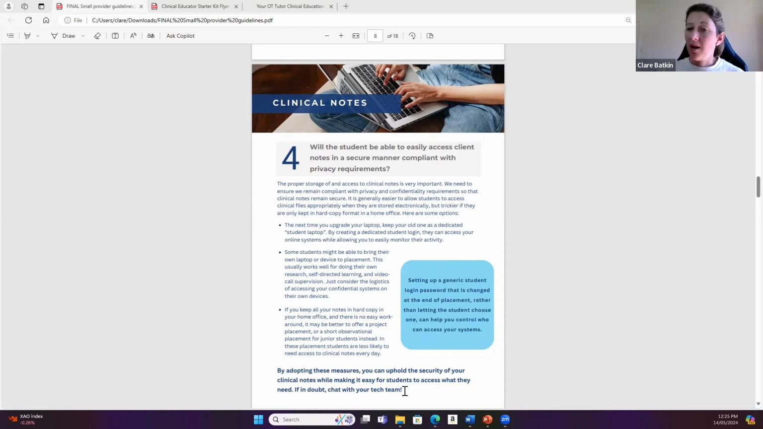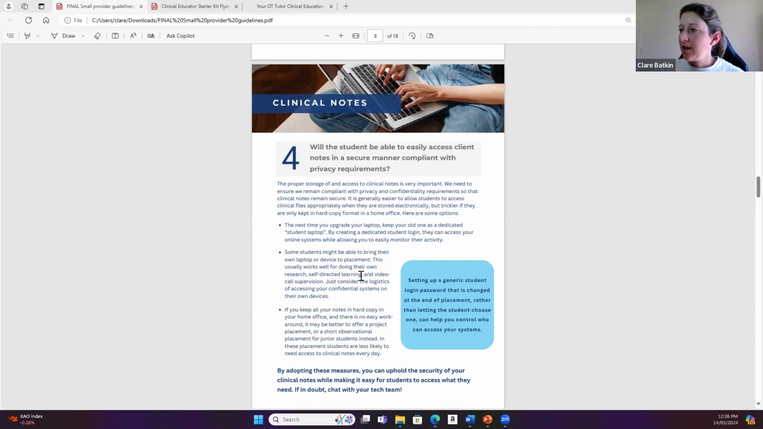But some of the things to consider are, rather than students using their own devices, where they have to upload programs, which could be a bit of a security concern for you, think about if you've got an old laptop, can you keep that as a dedicated student laptop that's still got all the programs, but has a dedicated student login? Other things to consider is, rather than every student having their own login details, just set up a generic student login, and maybe you change the password at the end of each placement, but you have full control of all the different accounts, and you can oversee what the students are accessing.